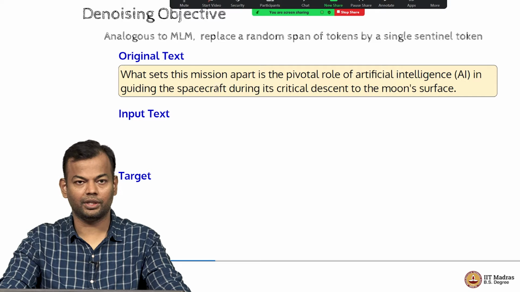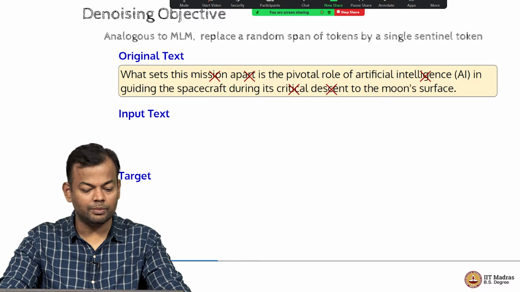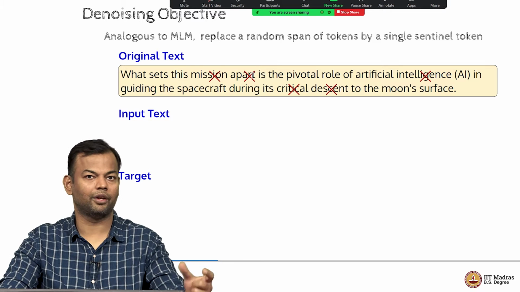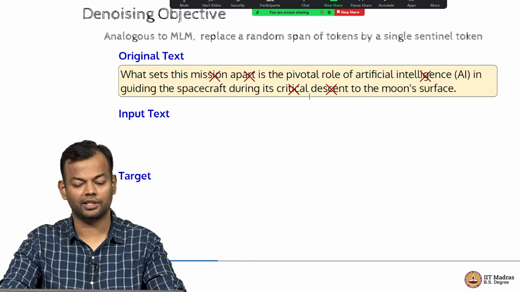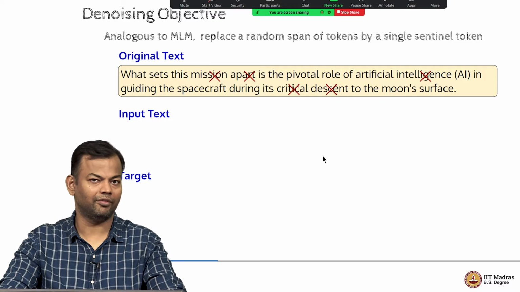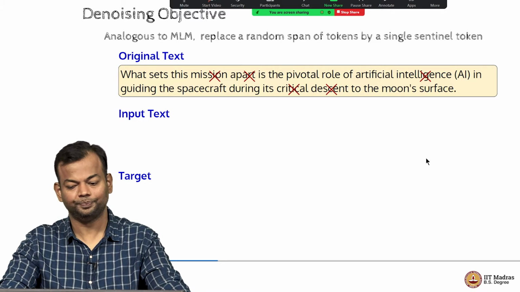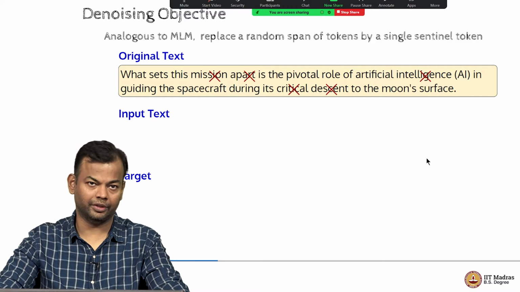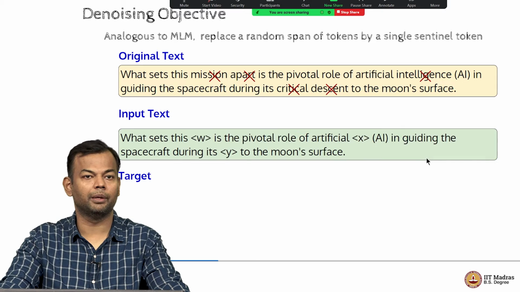So, what is the denoising objective? So, you have this input, which is the original text. You sort of have these continuous spans, right? So, this is a span of two words. This is a span of one word. This is again a span of two words. You could even have larger spans of three words and so on. You're going to sort of corrupt them. So this will not be a part of your input text.